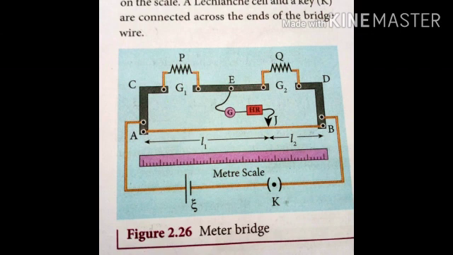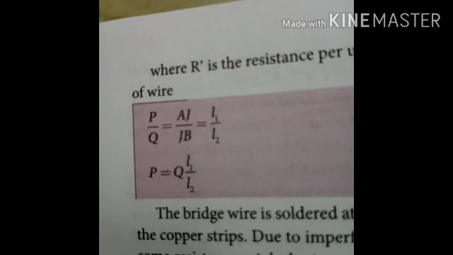Next we see the meter bridge. This is another form of the Wheatstone bridge. By using this, we can calculate the unknown resistance. So P is equal to Q into L1 by L2.